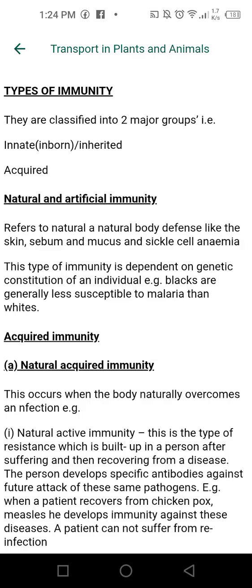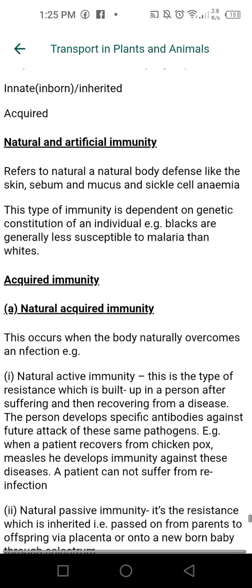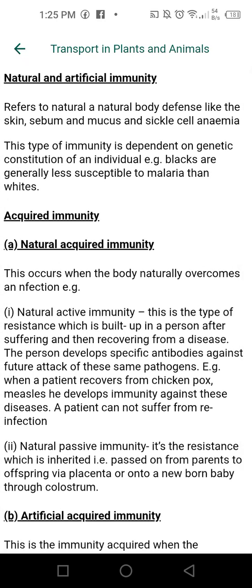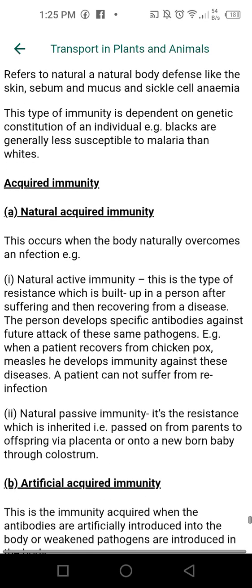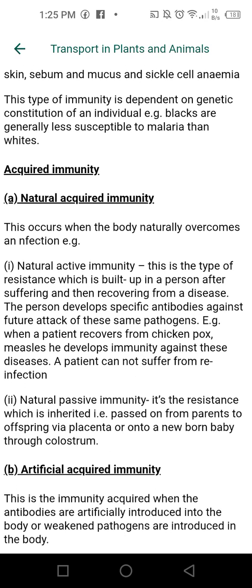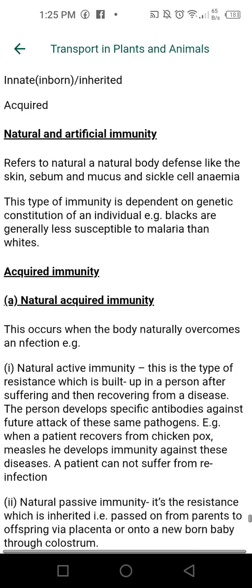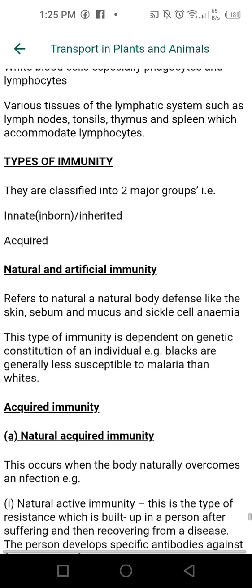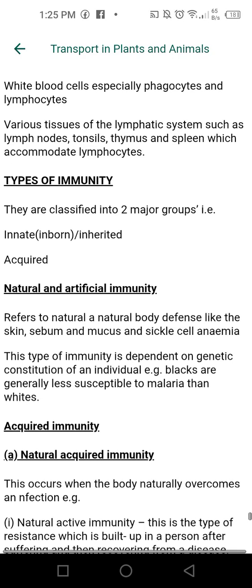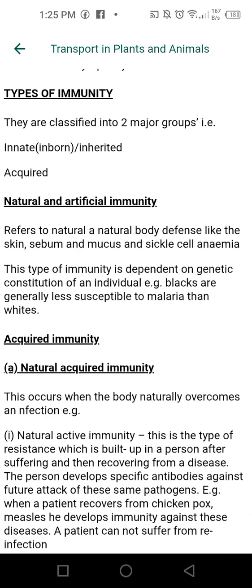Acquired immunity. A, natural acquired immunity. This occurs when the body naturally overcomes an infection. Natural active immunity is the type of resistance which is built up in a person after suffering and then recovering from a disease. The person develops specific antibodies against future attack of these same pathogens. E.g. when a patient recovers from chicken pox or measles, he develops immunity against these diseases. A patient cannot suffer from reinfection.